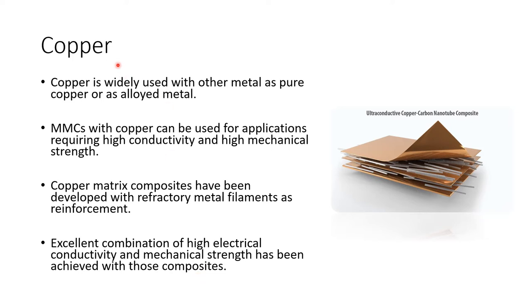So in short, for copper, you have to understand: high conductivity, high mechanical strength, okay? That's the goal that we want with copper. And we use copper as the matrix in the composite to achieve those two properties that we want, yeah?